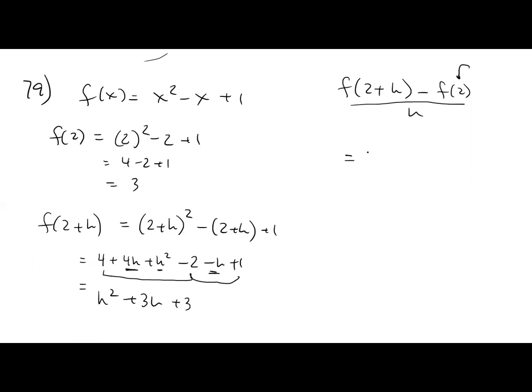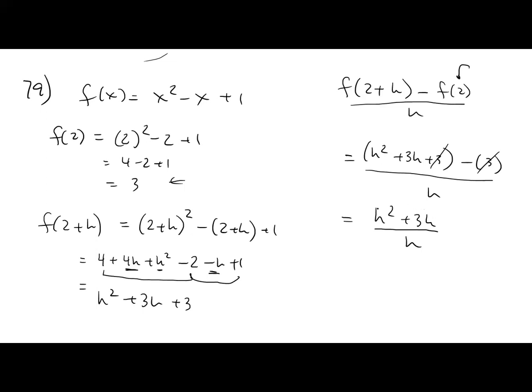So let's plug it into this guy now. This is h squared plus 3h plus 3 minus 3, because that's what we got from over here, over h. And this is what always happens here. That has to happen. And then you should be left with only h values here. And then what we do is we factor out the h. The h's get canceled, and we're left with h plus 3.